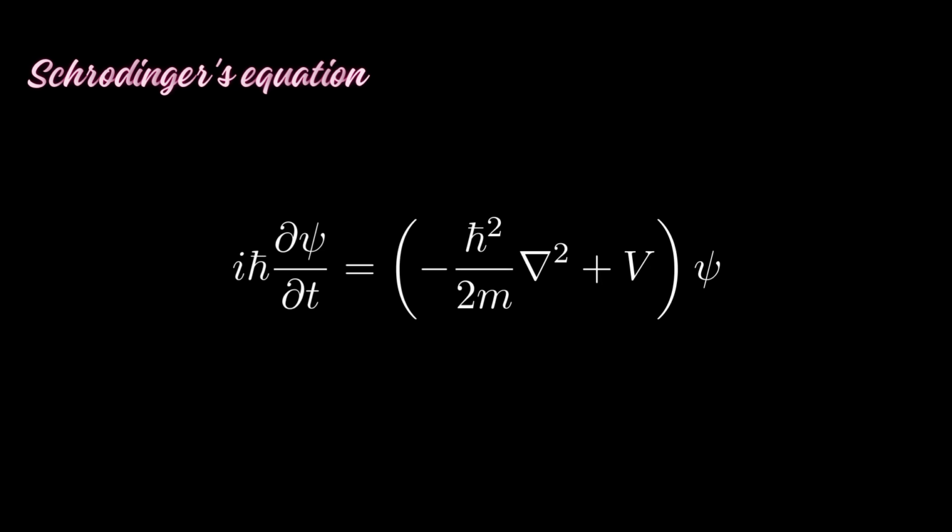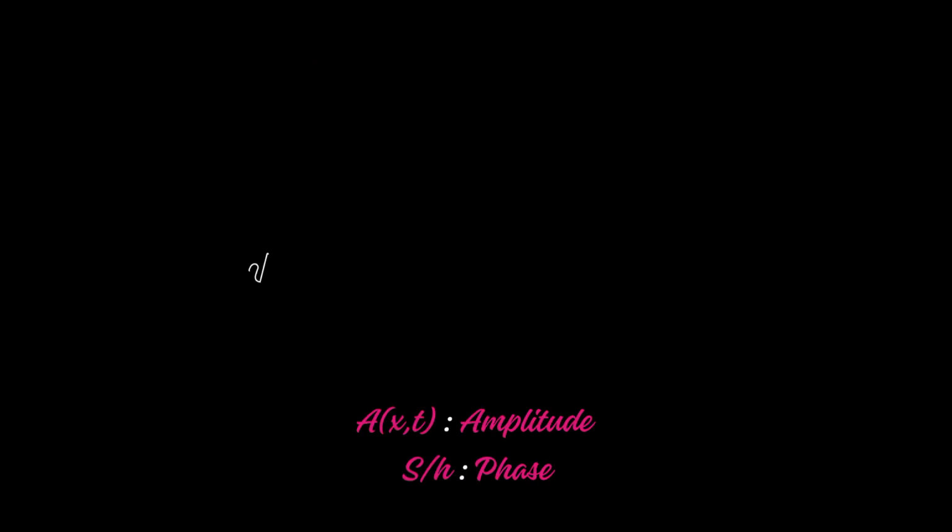This equation right here, known as Schrödinger's equation, tells us how the wave function psi is going to evolve with time. The wave function in general has no meaning in itself, but its modulus squared gives us the probability density for finding the particle in an infinitesimally small region.